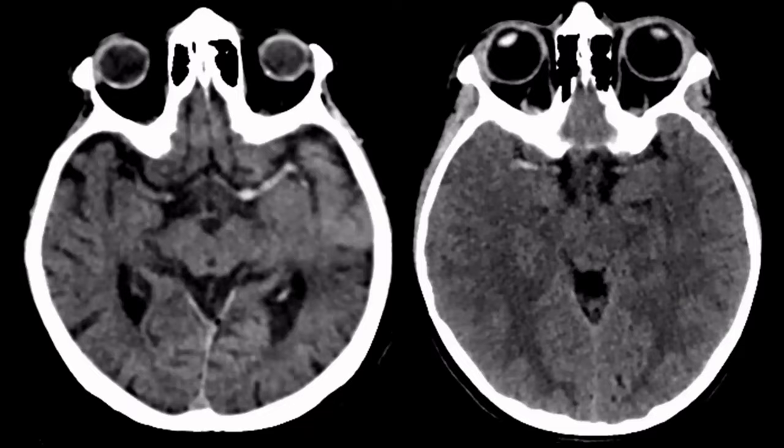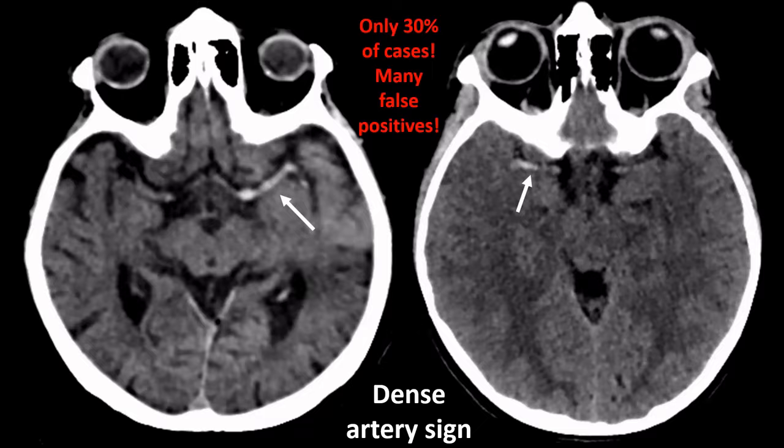A last sign you should look for is a dense artery sign. Sometimes the thrombus can be visualized on unenhanced CT images, and a thrombus, consisting of clotted blood, will be very bright or hyperdense. However, be careful. It's nice if you see a dense artery sign, but you will still have to do a CT angiography, and keep in mind that there are many false negatives.